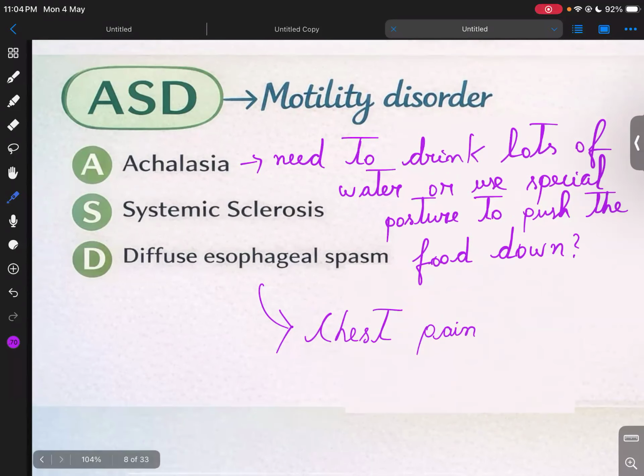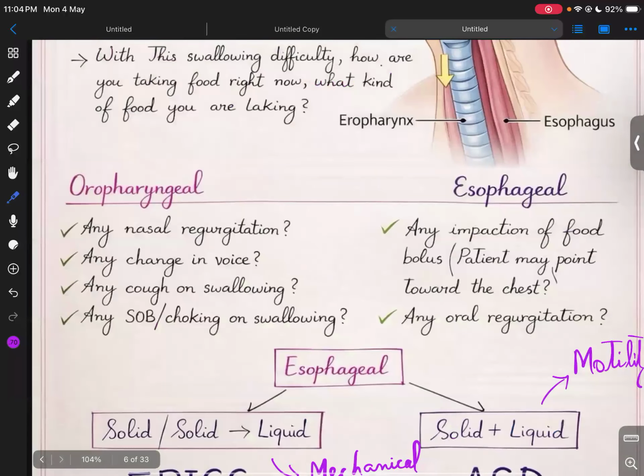Sounds clear to all doctors? Should I proceed forward to the oropharyngeal dysphagia now? Yes. Okay. So in this way, we have covered all the cases of esophageal dysphagia.